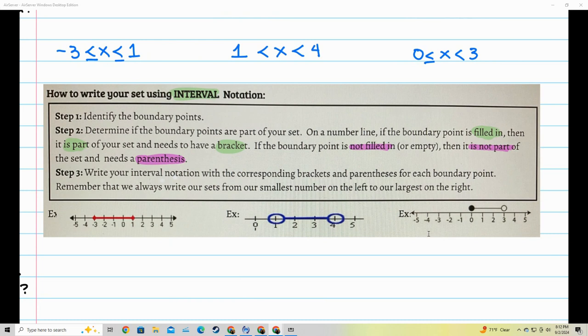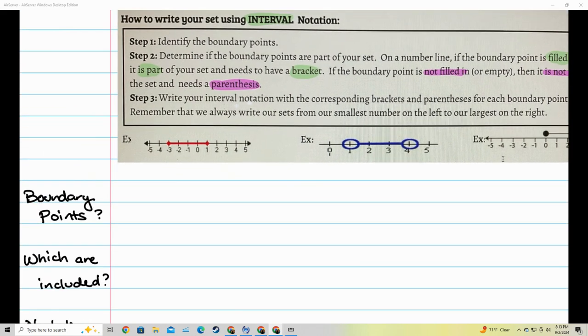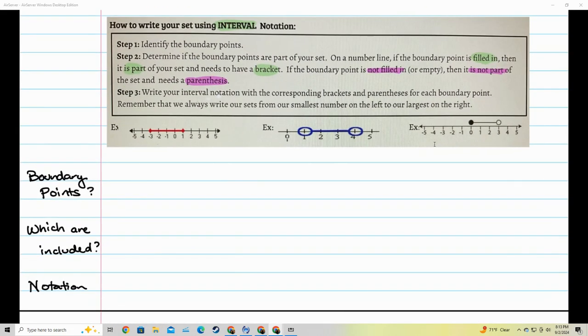All right, and then step 3, you're going to write your interval notation with corresponding brackets and parentheses for each boundary point. Remember that we always write our sets from the smallest number on the left to the largest number on the right. All right, so let's run through this. The more you see these, the easier they're going to get.